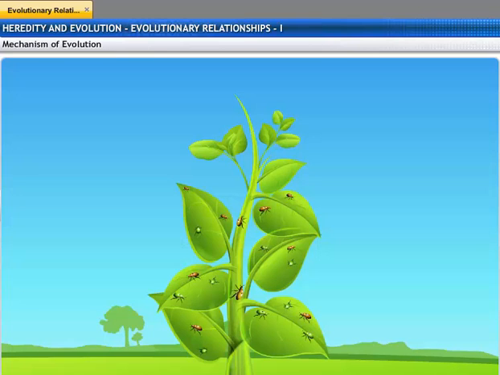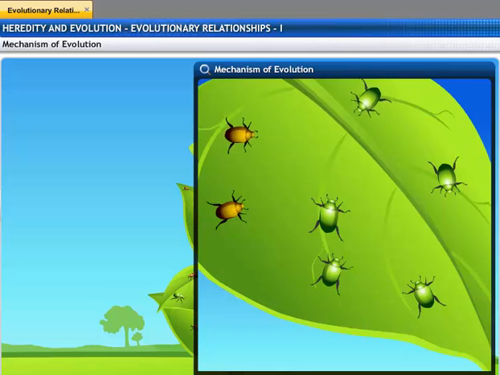To understand evolution, let's look at some examples. These are two different beetle populations. Both these species of beetles usually feed on the leaves of a particular bush. We will see which of these beetle populations is an example of evolution.